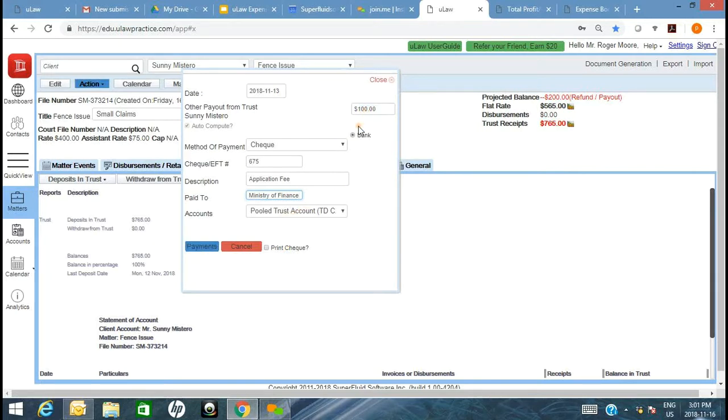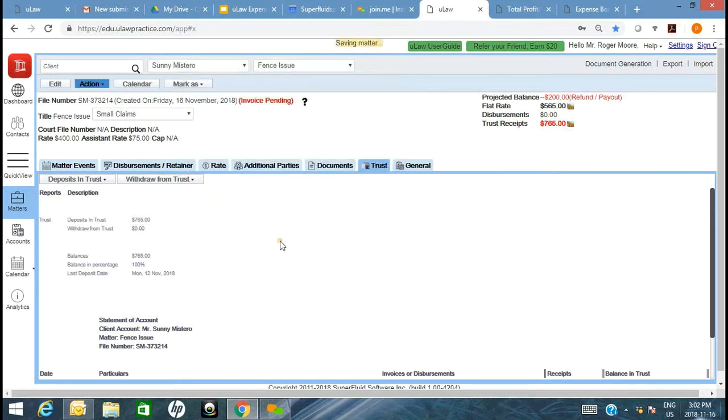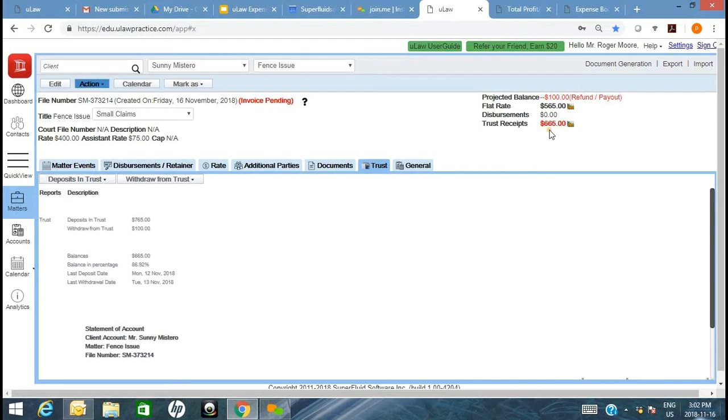But now this $100 is a Trust disbursement, and you're going to notice that being removed from my Trust receipt directly. Whenever the Ministry of Finance deposits this check, that money is going directly out of my Trust account. I don't have to include it just to recover it. I don't have to recover that as an expense because it's already taken right off my Trust. So that's the first example where the Trust receipt itself dropped and the projected balance also dropped. You don't have to recover it from your client.